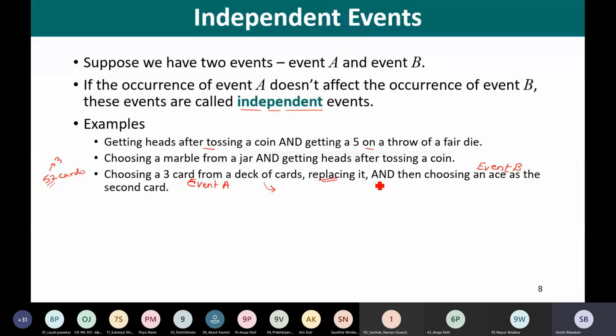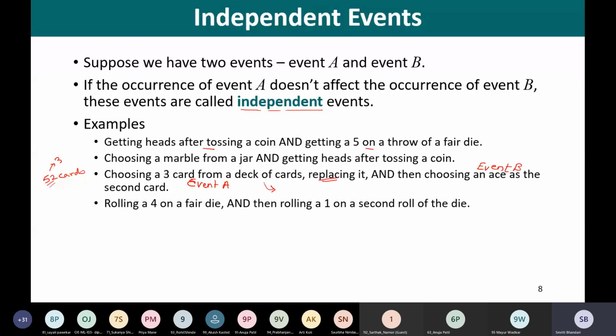Yes, ma'am. I got it. So this will not affect the outcome of my event B, that is choosing an ace as the second card. Correct? Yes, ma'am. Fine.